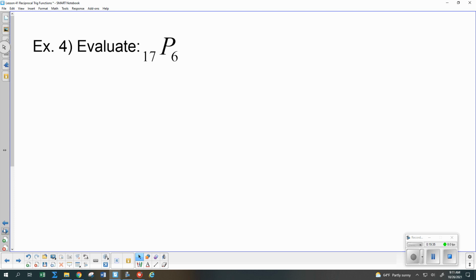Permutations of 17 things, taken 6 at a time, write it down with factorials, punch it in one way or the other on your calculator. I am not really going to punch in on my calculator 17 times 16 times 15 and so on, and I'm not going to try to do it by hand. I would simply do it with the calculator.